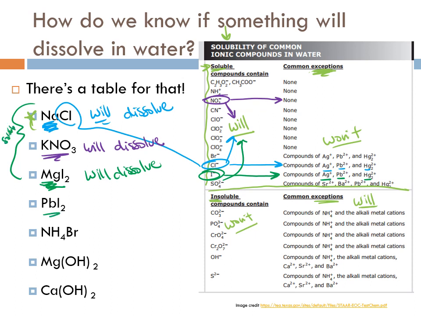Let's do one more, and then I'm going to have you do the next 3 in the Ed puzzle. So lead iodide, will or won't? Let's see. If I go to my table, here's iodide again. It will dissolve except when it's with silver or lead or mercury. In this instance, we do have iodide with the lead. So this one is actually a won't dissolve. We're going to call this guy insoluble. It will not dissolve. All right, I want you to do 1, 2, 3 in the Nearpod.